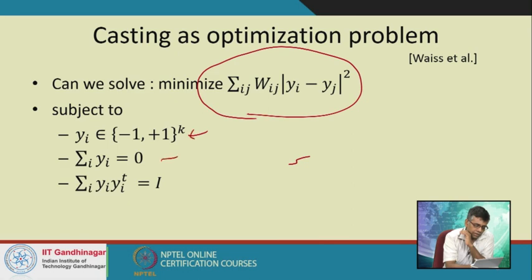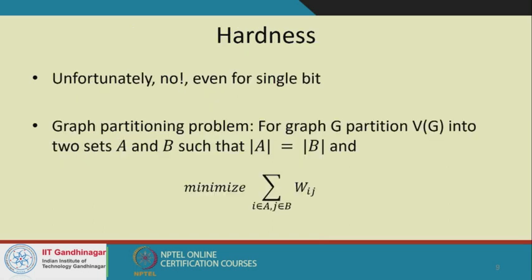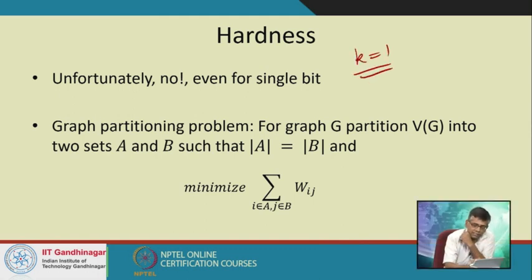These are the constraints that we have written down before. So can we solve this problem? Now we have written this down as an explicit optimization problem. Unfortunately, no. Although it might seem that this starts looking like a convex programming problem, this particular constraint is a combinatorial constraint, which means that this problem becomes very hard to solve. This can be formalized as follows: even for k equal to 1, this is an NP-hard problem.